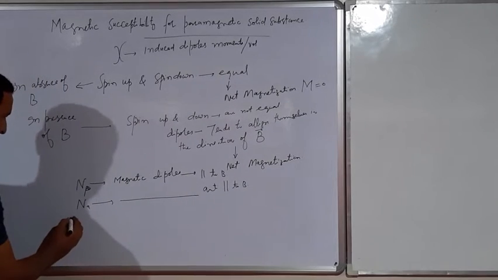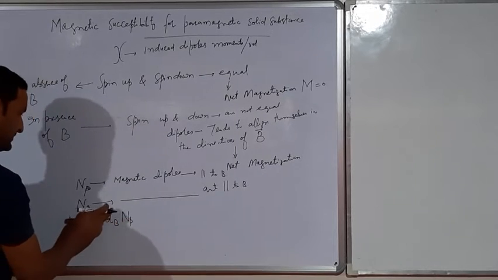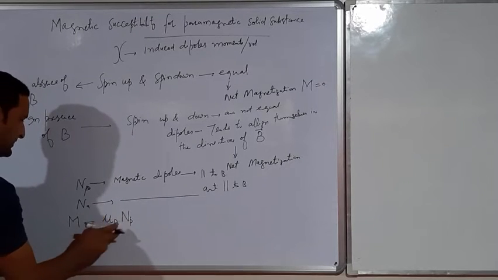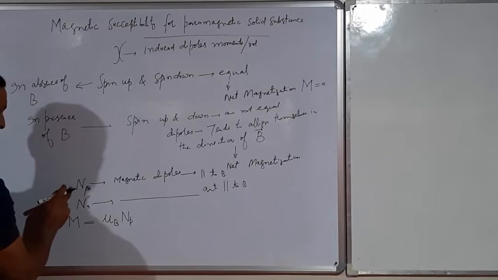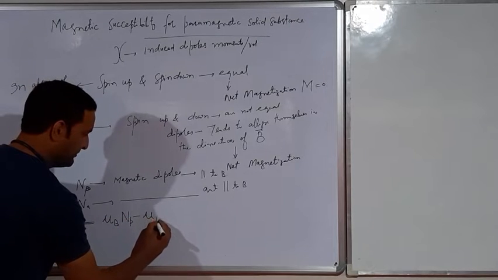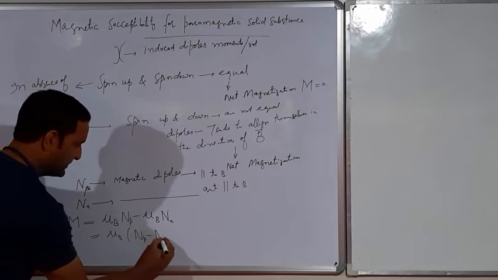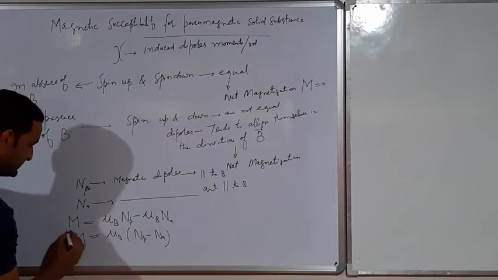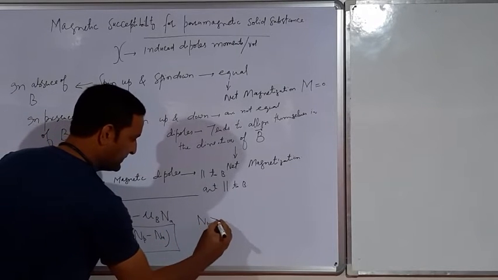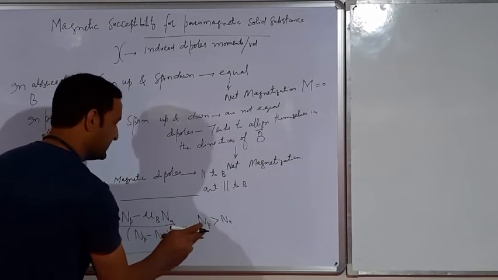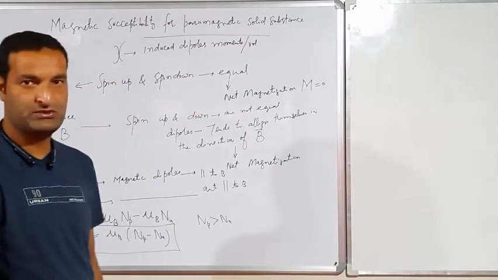So the net magnetization can be written as M equal to mu B Np, that is the magnetic moment of one dipole multiplied by N, that will give us the dipole moment multiplied by the number of dipoles, that will be the magnetization produced due to the Np dipoles, minus mu B Na. So mu B will be common and there remains Np minus Na. So this is the magnetization. Magnetization will be there if Np is greater than Na, when the number of dipoles parallel to the magnetic field is greater than antiparallel. So there is net magnetization produced within the material.